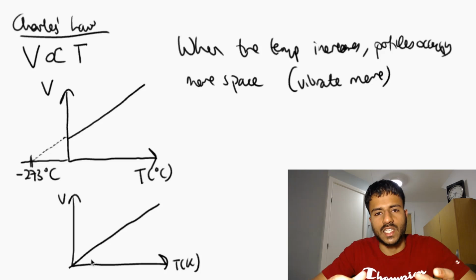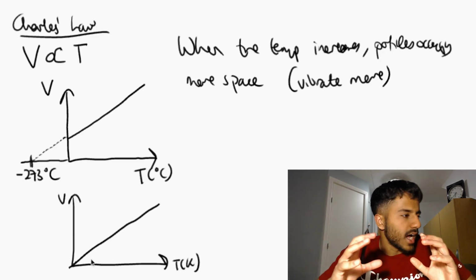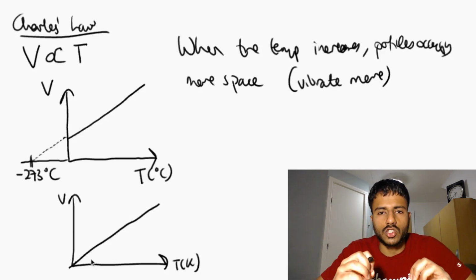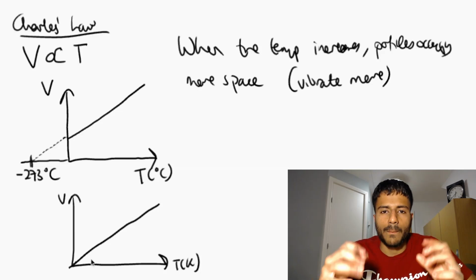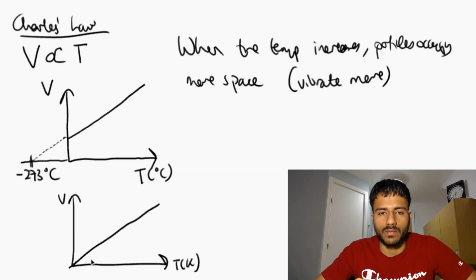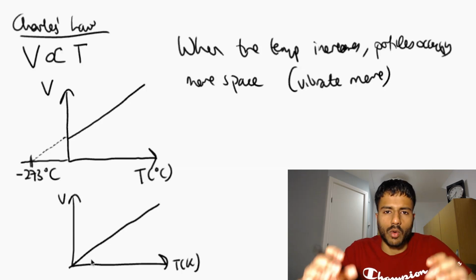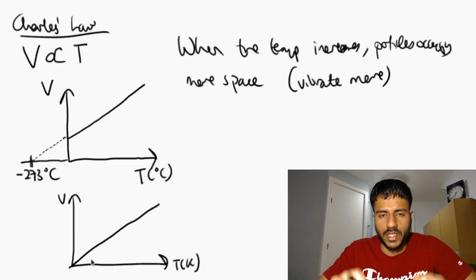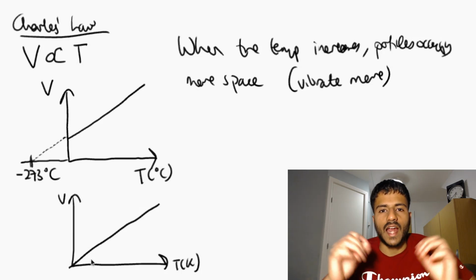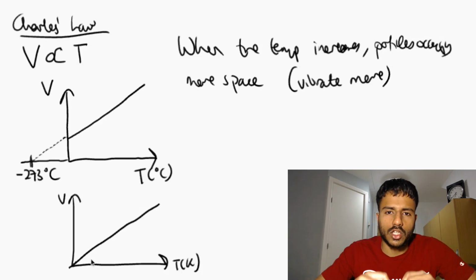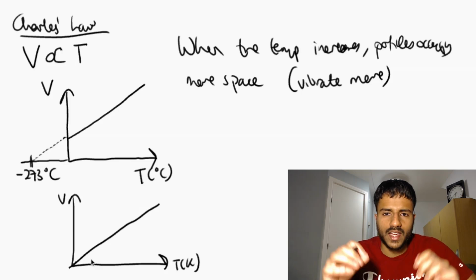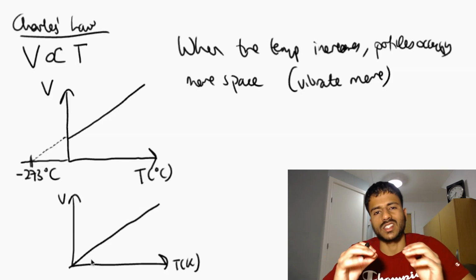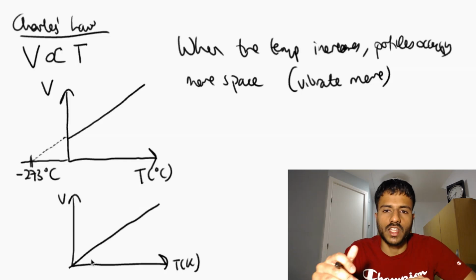And what you can clearly see is that at 0 Kelvin, or at minus 273 degrees Celsius, particles occupy 0 volume. And 0 Kelvin, or minus 273 degrees Celsius, is known as absolute zero. And at this temperature, it is said that particles and gases occupy zero volume and exert zero pressure. And we'll see that with our next law.